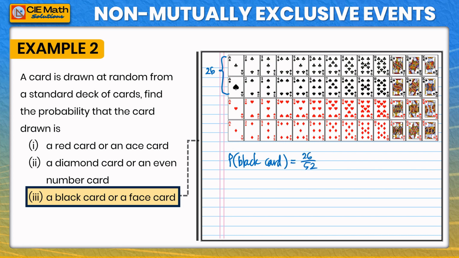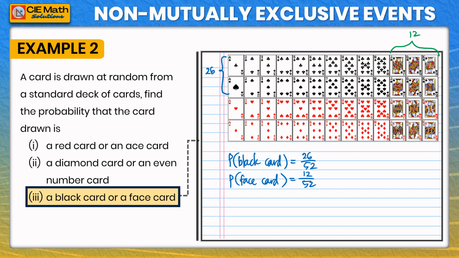The next event is the probability of getting a face card. Probability of a face card. So again, the face cards are all of these. There are 12 of them. So the probability of getting a face card is 12 over 52.